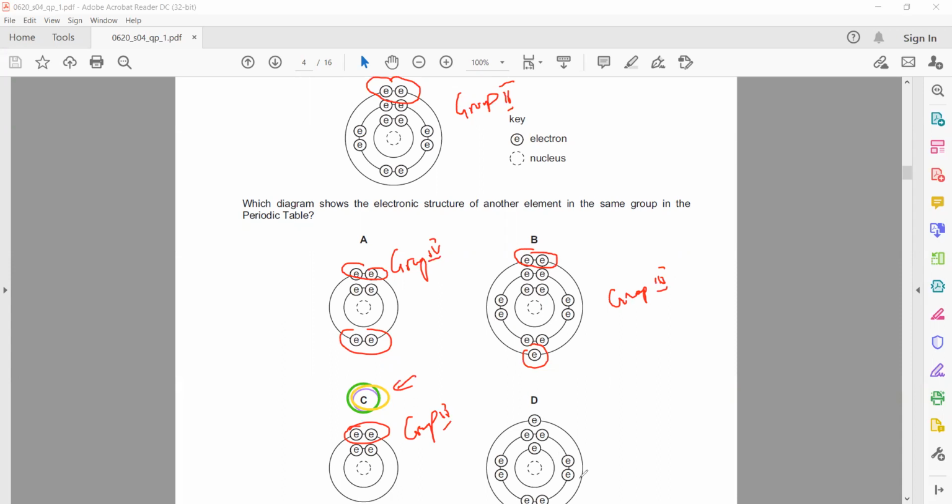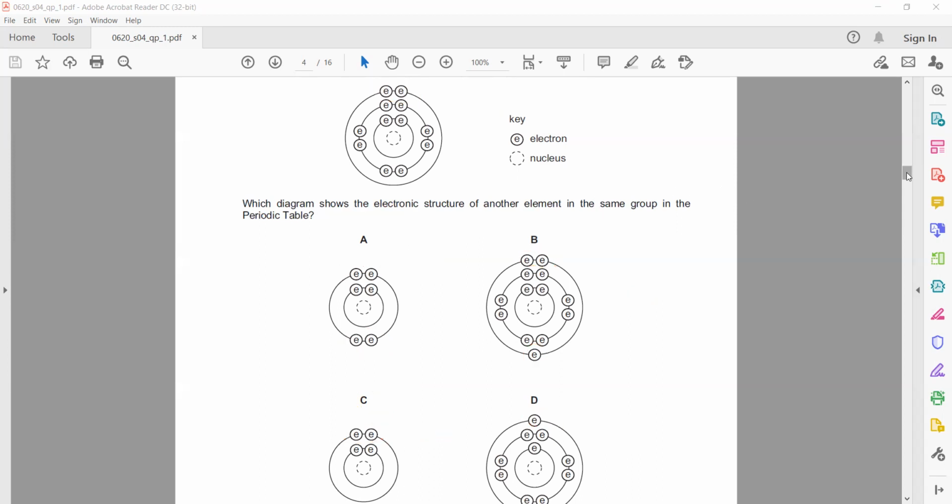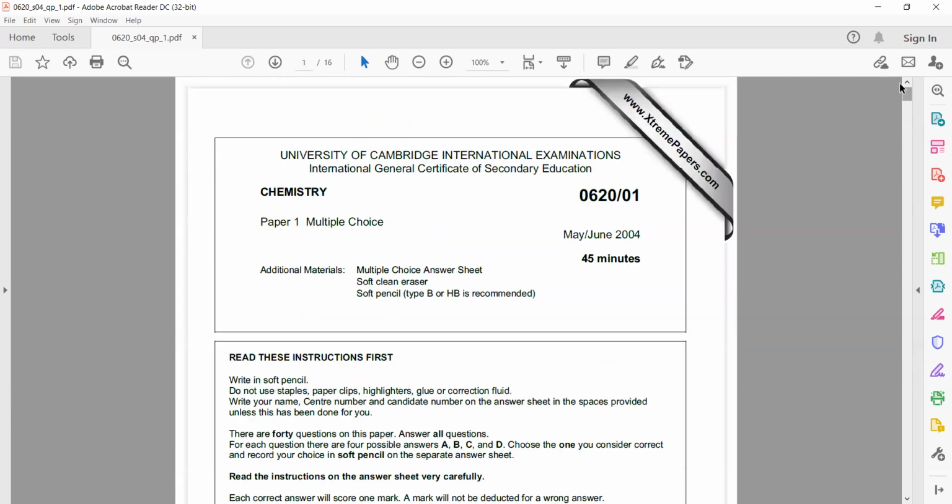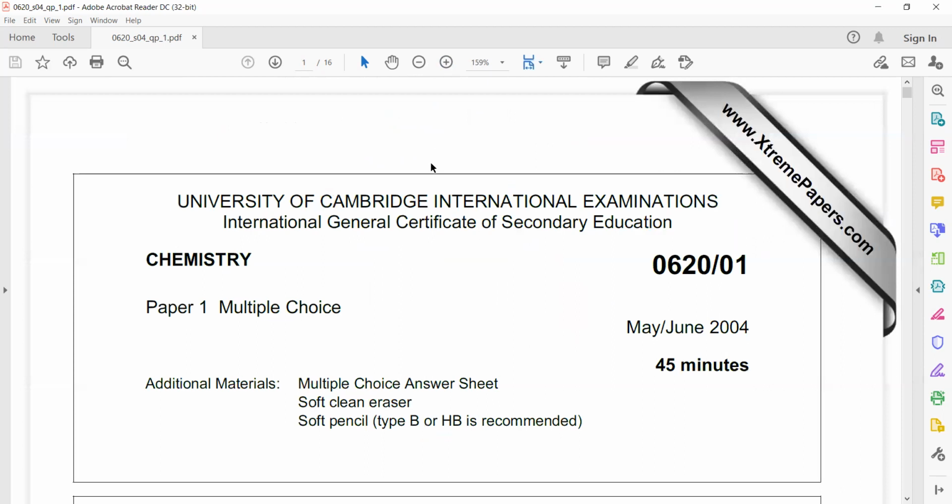What about D? When you check, it has only 1 electron, so it will be group 1. So the question was which element belongs to the same group. If elements belong to the same group, they will have the same number of electrons in the valence or the last shell. So this was May-June 2004, paper 1.